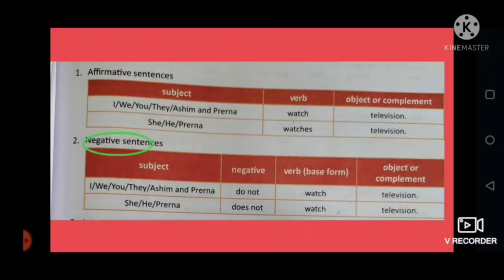In negative sentences, what do we do? First we use the subject, then the negative word, do not. We use do and does in simple present tense to make the sentence negative. Then the base form of the verb and the object or complement. If the subject is singular, like he, she, Prerna, etc., then we use the negative form of the helping verb, does not. Then we use the base form of the verb and the object or complement at the end.